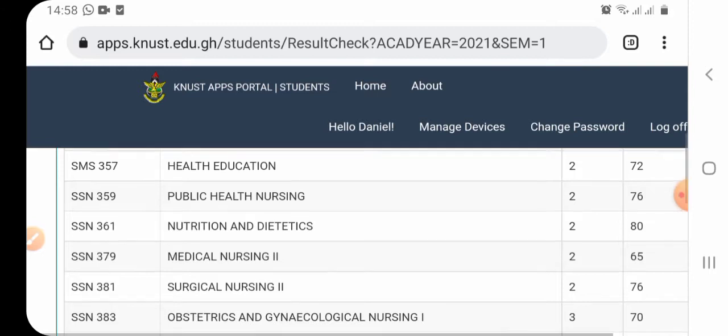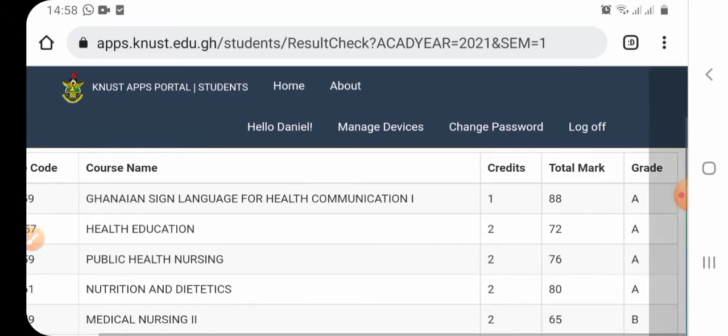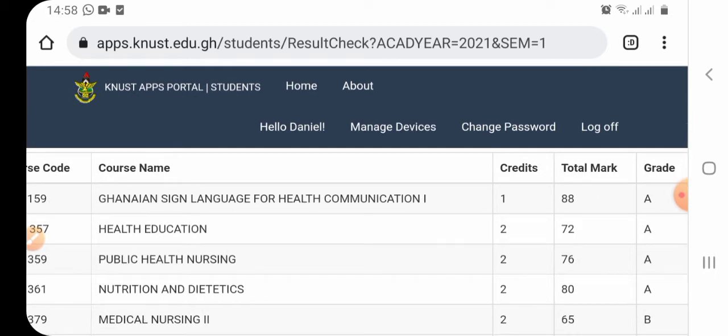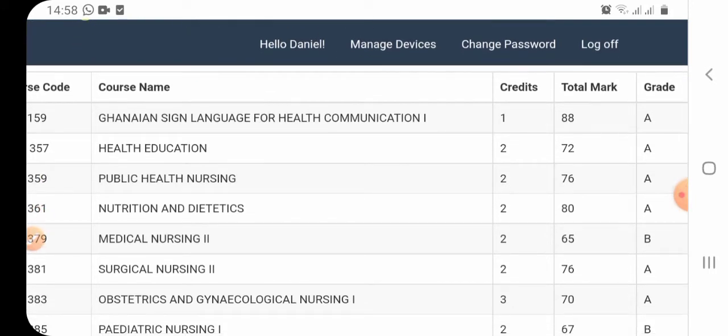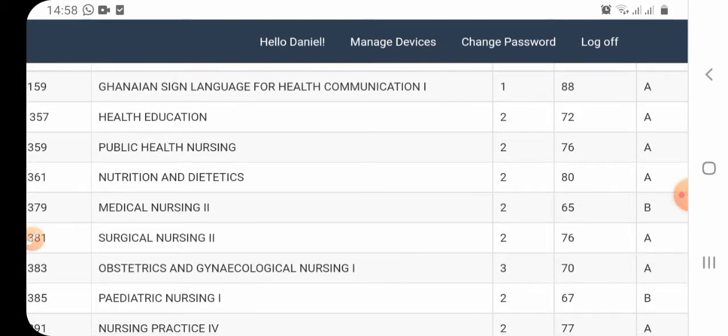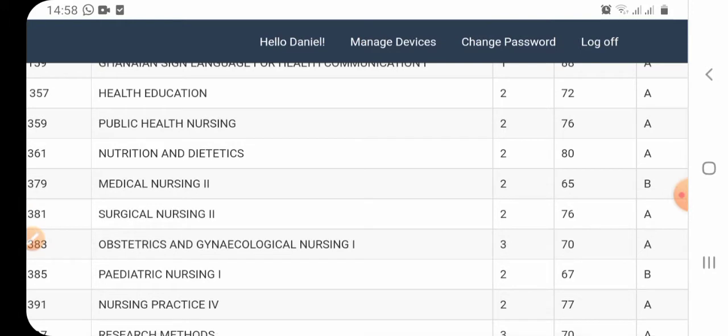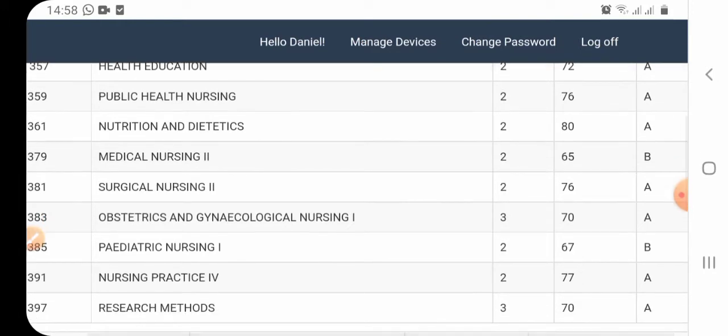Okay. So Ghanaian Sign Language, wow, a strong A. Health education, a weak A. So it's still an A though. Public health nursing, nutrition and dietetics, it's a strong A. Medical nursing, a B. Surgical nursing, obstetrics and gynecology, pediatric nursing, nursing practice, and research methods.